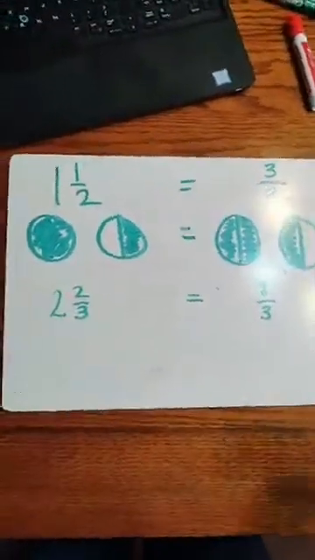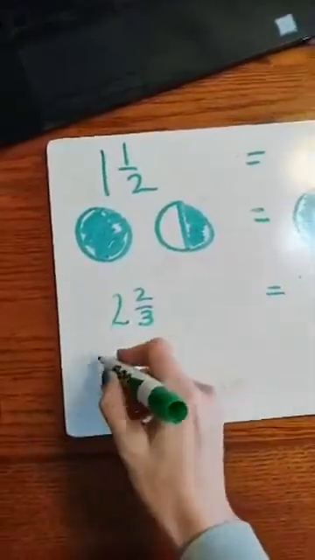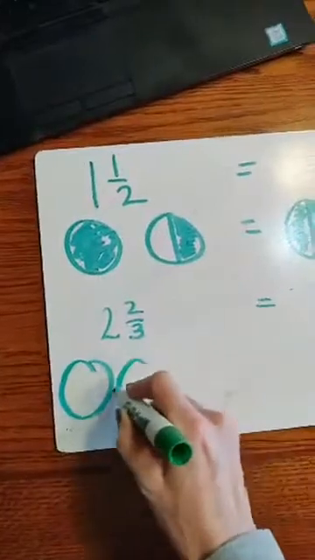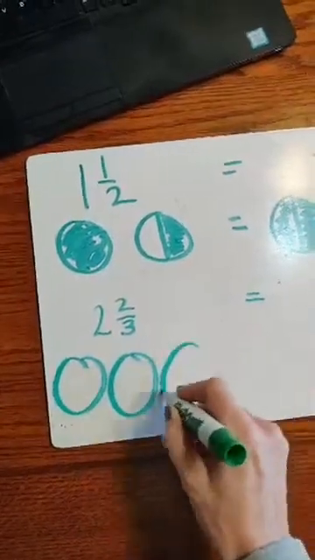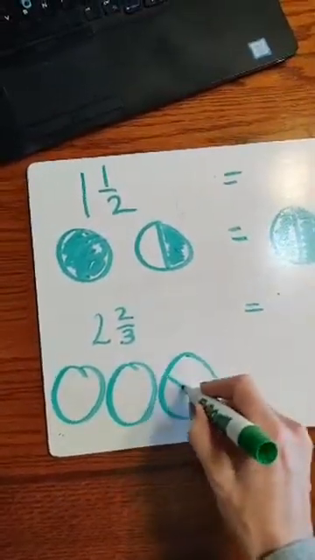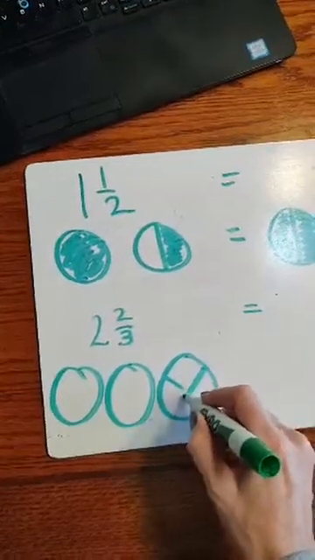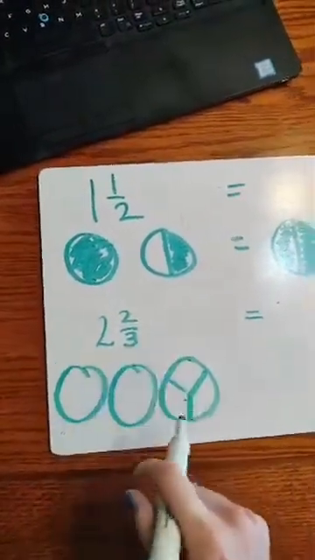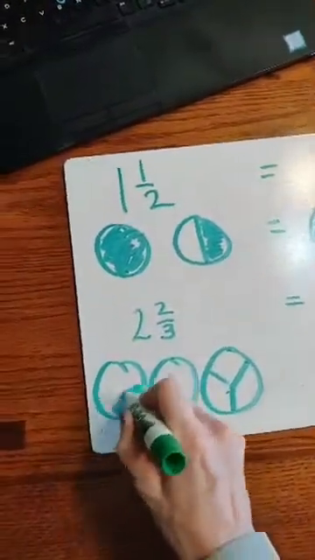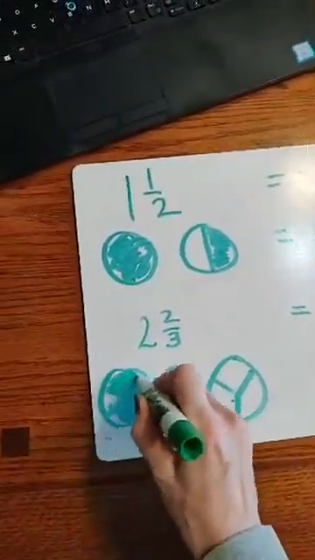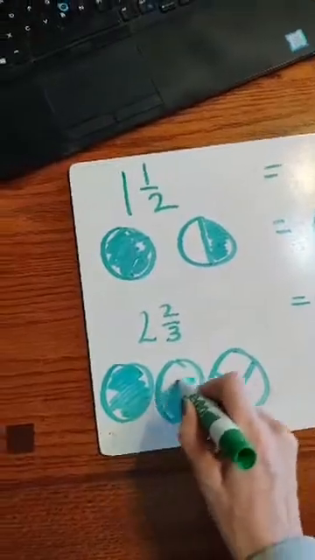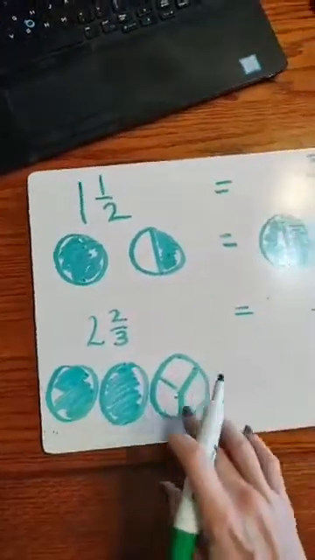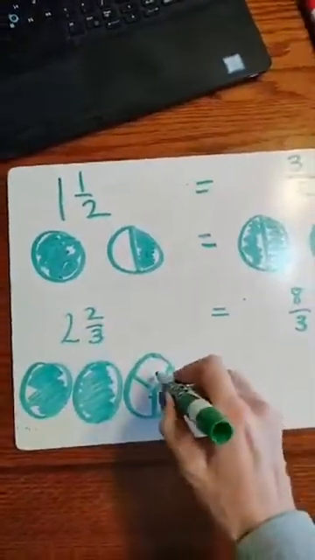All right, let's try another one. This time I have 2 wholes and 2/3. So I divide this one into thirds. I got 3 pieces, right? Because the bottom tells us how many pieces. So I know I have 2 wholes, so I'm going to shade the whole circle on these. Okay, and then over here I have 2 pieces of my 3 shaded.